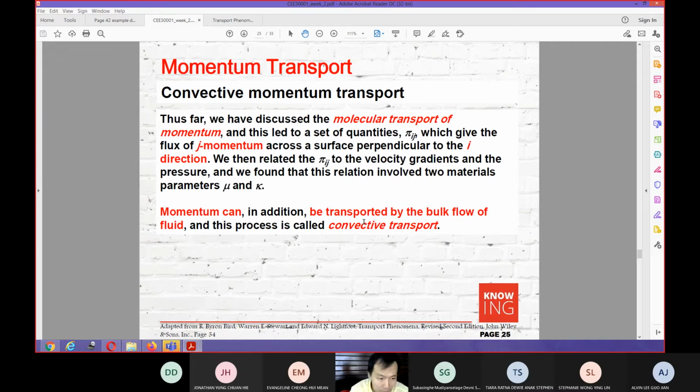Okay, so we have done the molecular momentum transport. Up to this point, any questions before I continue into the next subject, convective momentum transport? Any questions from everybody? Evangeline, Tiara, Daniel, Sakya, Alvin, Jonathan, Stephanie, is everything clear up to this point? Good? Am I being too fast, or is it good up to this point? Anything that you want me to go back and explain?